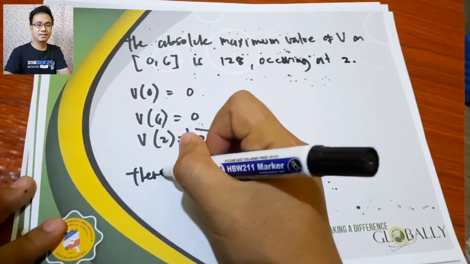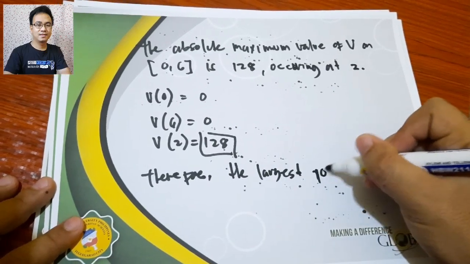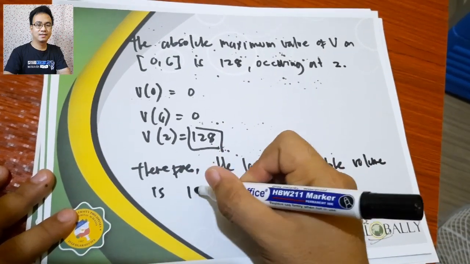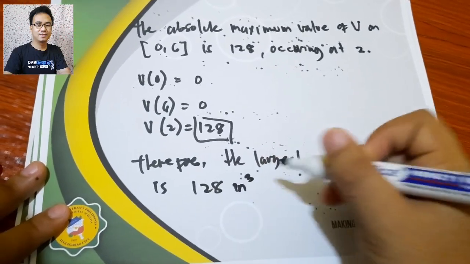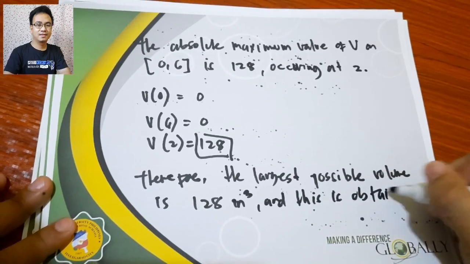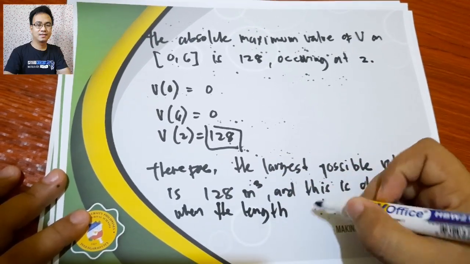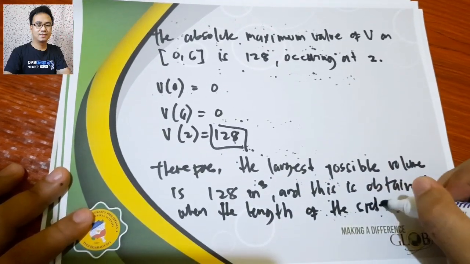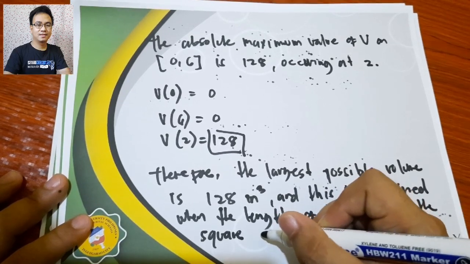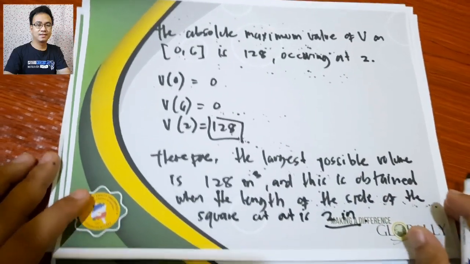So therefore, what can you say? Therefore, the largest possible volume is 128 cubic inches, and this is obtained when the length of the side of the square is 2 inches. Okay, and we're done.